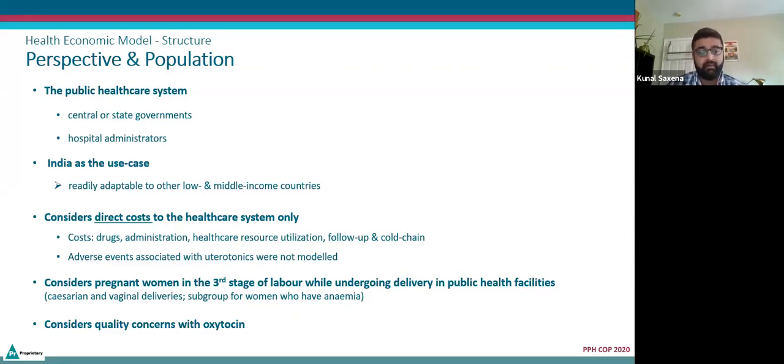We look at pregnant women in the third stage of labor while undergoing delivery in public health facilities. And as I showed on the model structure, the women are divided into cesarean and vaginal delivery groups as well. And then also we look at a subgroup for women who have anemia. The model also accounts for quality concerns with oxytocin.